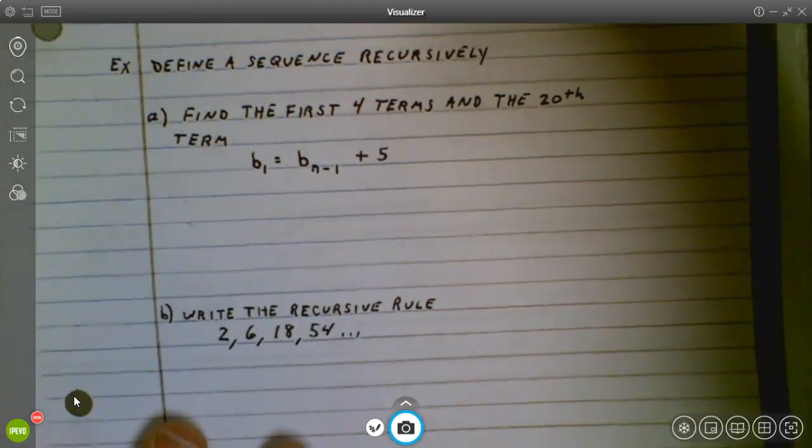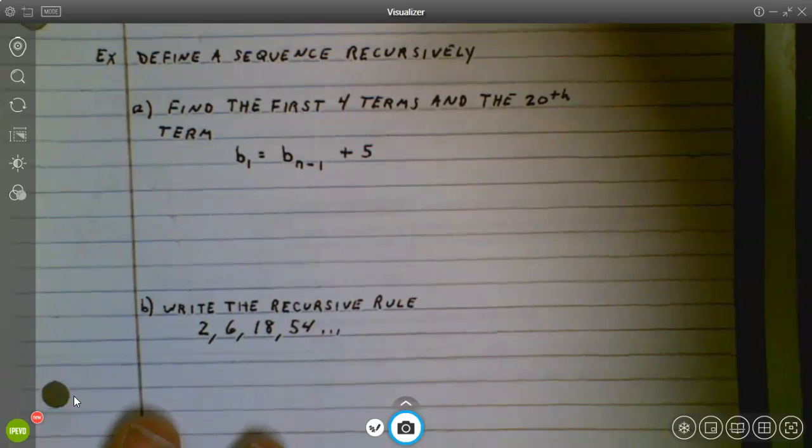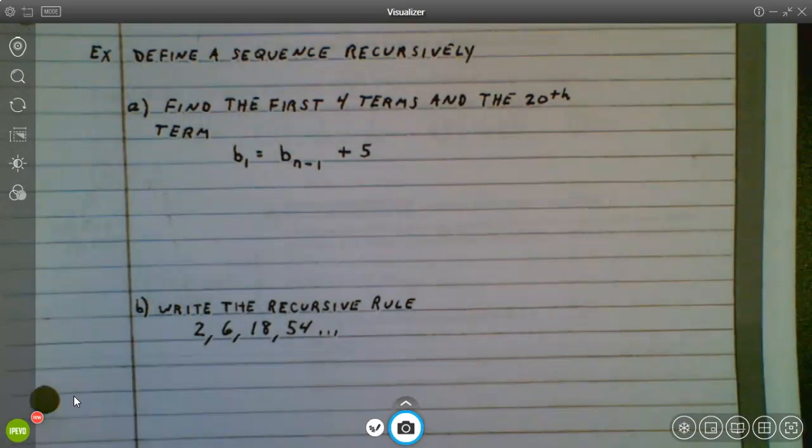Okay, so here's the difference. Recursive rules. A recursive rule defines the pattern by linking it to the previous term. And that's what a recursive rule is all based on. It's all based on the previous term. I'm always using the previous term to get the next term.